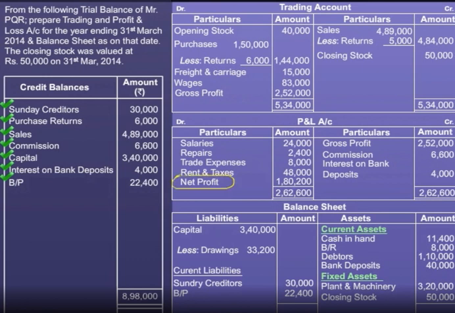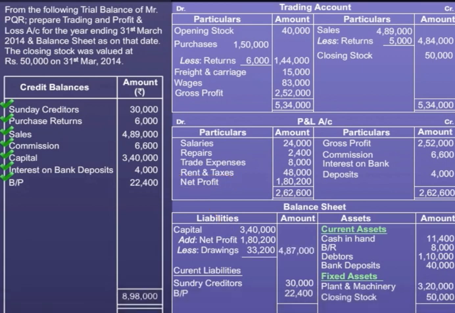Next, we show this amount as addition to the capital in the balance sheet and show the final amount in the outer column like this. Finally, we can see that the total of the assets side is equal to the total of the liabilities side. Thus, both the sides are getting matched.